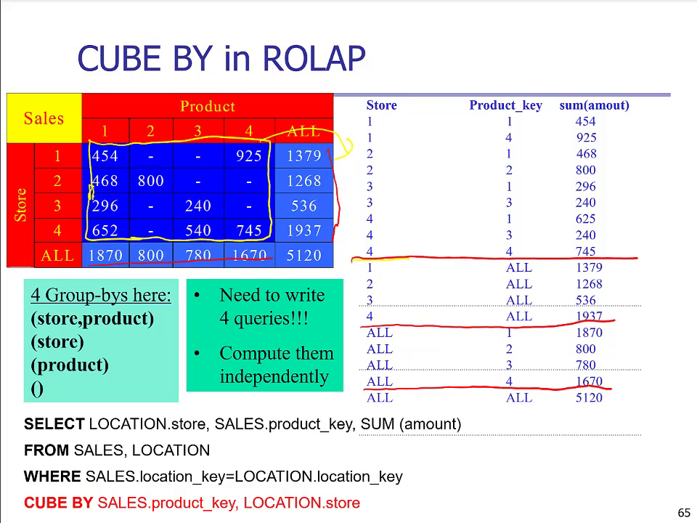If we group by store and product, this first part is what we have. For each store and each product key, we would have a corresponding amount. If we do group by store, then for each store we do the computation over all the possible product keys and have the amount here. If we do group by product, we will have this part. If we group by nothing, we essentially aggregate everything, so it's here.